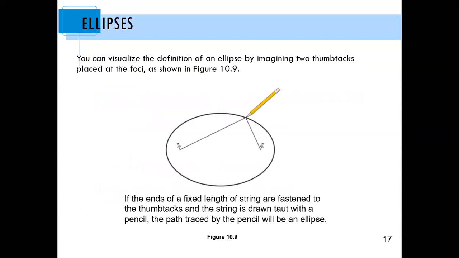And this is what I was saying. You can visualize the definition of an ellipse by imagining two thumbtacks placed at the foci, as shown in the figure. If the ends of a fixed length of string are fastened to the thumbtacks and the string is drawn taut with a pencil, the path traced out will be an ellipse. Okay, just kind of neat. I think that's neat.